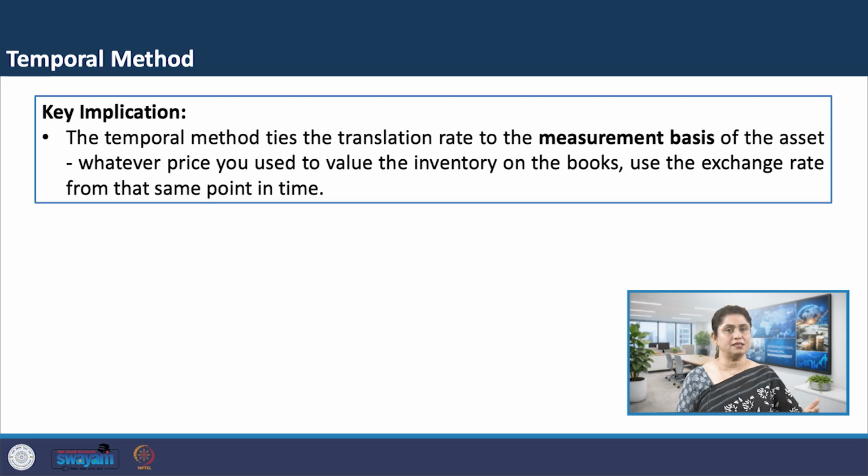The underlying principle is elegant. The translation rate should follow the measurement basis of the asset. Whatever exchange rate corresponds to the point in time when the measurement was made, that is the rate to use. Cost price, then we use historical rate. Current market value, then we use current rate. This makes the temporal method more economically faithful than a pure monetary non-monetary classification. It ensures that the translated value is always consistent with how the asset is actually being valued on the books.